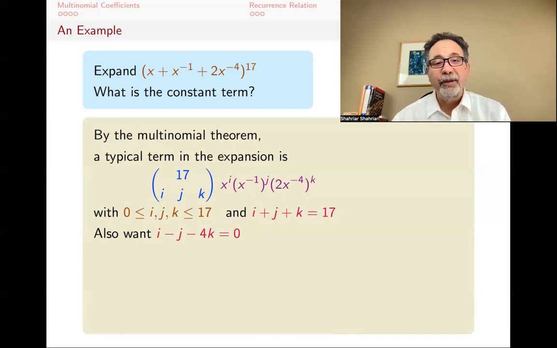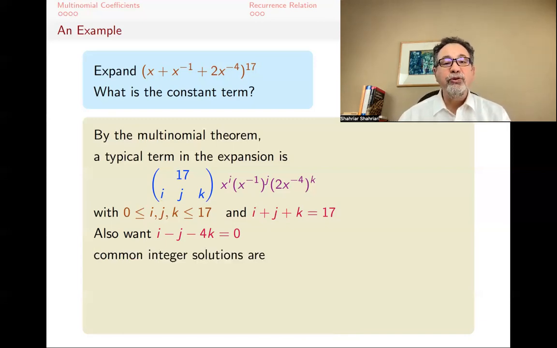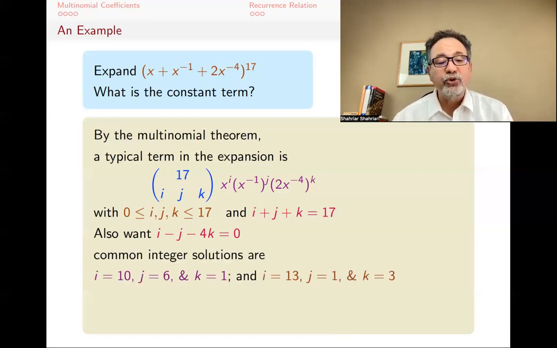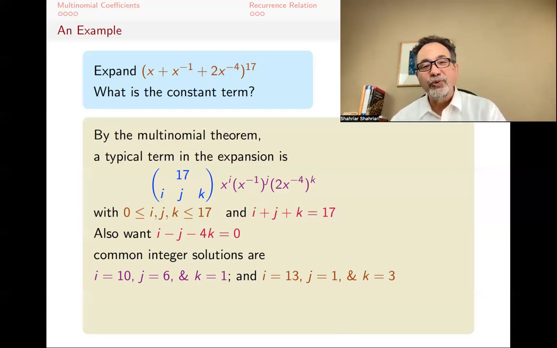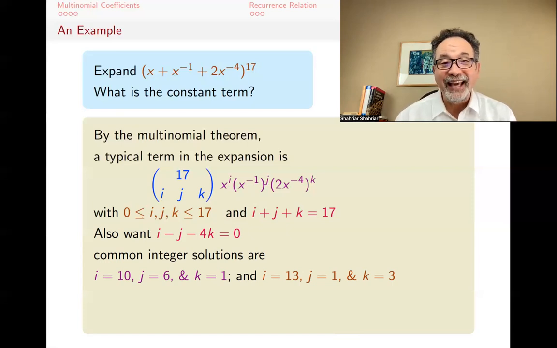And there's a limit on how big k can be. You can find the common integer solutions and find that there's only 2. Either k is 1 or k is 3. Based on those, you know what i and j are. So one solution is when i is 10, j is 6, and k is 1. Another one is when i is 13, j is 1, and k is 3.